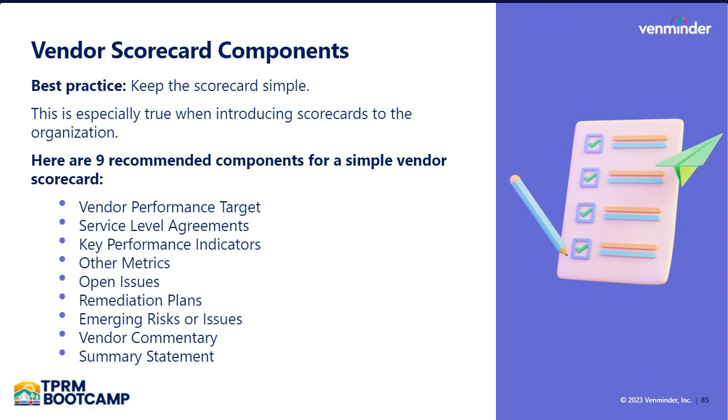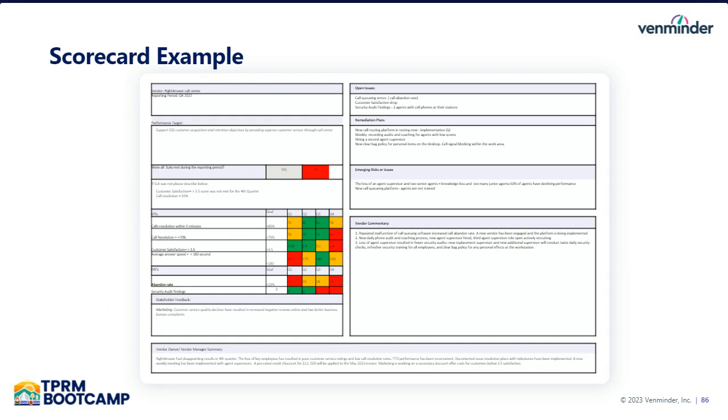The elements I recommend to include in your vendor scorecard: vendor performance target, service level agreements, key performance indicators, other metrics, open issues, remediation plans, emerging risks or issues, vendor commentary, and a summary statement. Let's take a look at an example of a scorecard that employs the information presented. Here is a scorecard example for your reference.